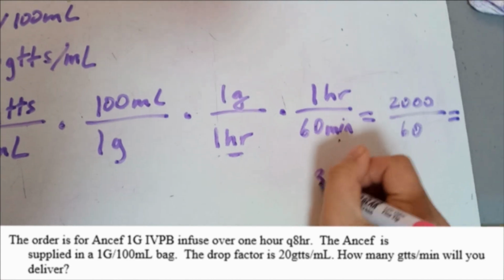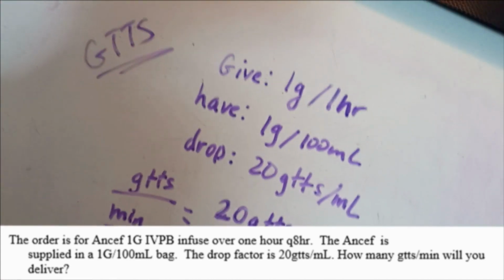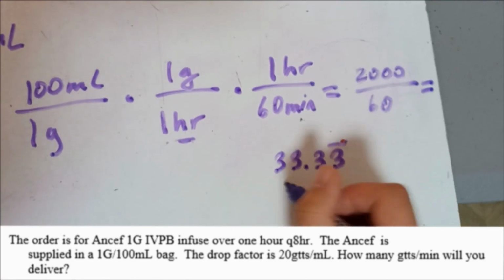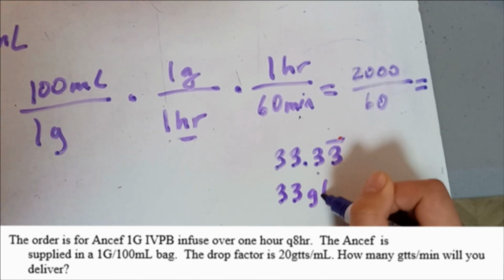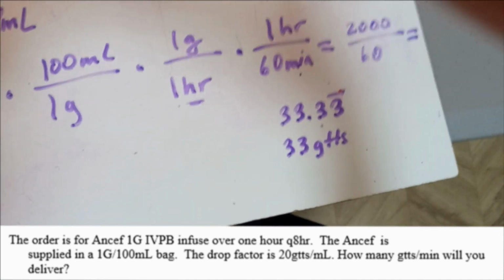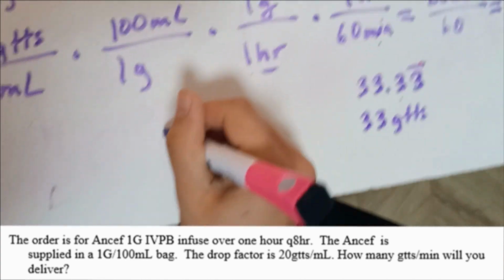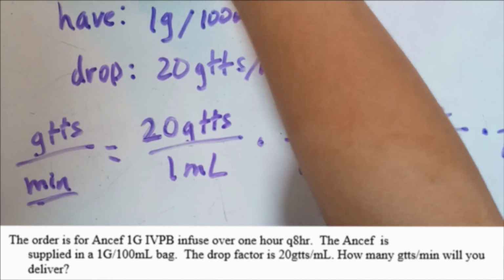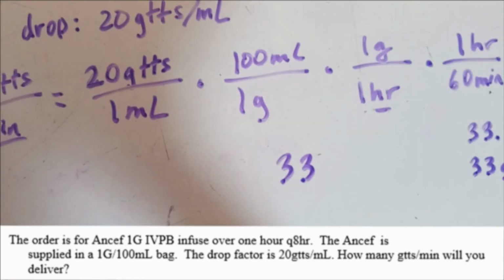So this came out to 33.33 repeating. Okay, remember it's drops. You can only have drops in whole numbers, so you have to round it. It's less than 5, so it would just be 33 drops. That's it. If it was 33.5, you'd make it 34. Sorry about my finger. So on the exam, I would just write 33. Okay, now we'll go to the next question.